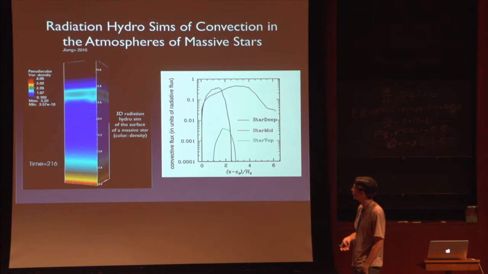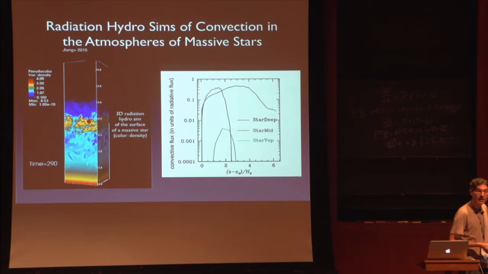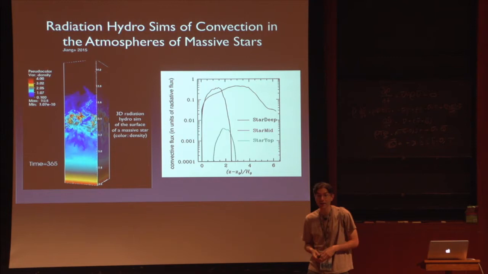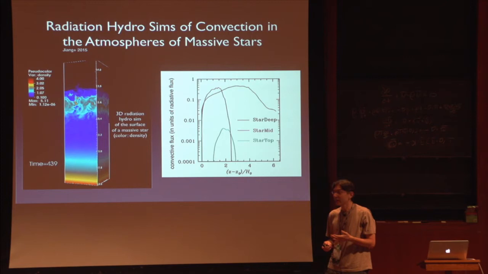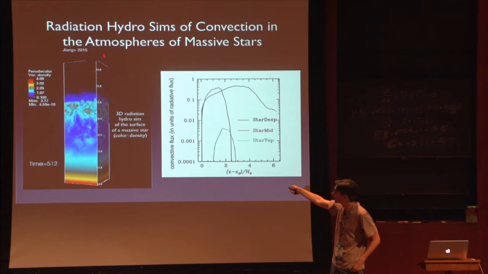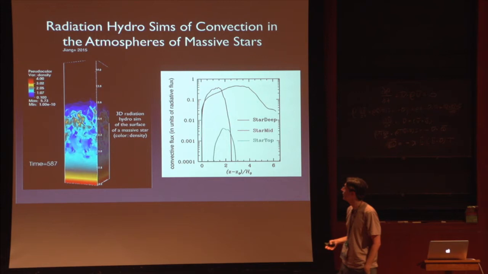Likewise, a former student of Jim Stone's, Yanfei Zhang, has been studying convection in the surface layers of massive stars and trying to understand the dynamic properties of the photospheres of massive stars, with an eye towards understanding how this changes stellar winds and things like that. This is a simulation using the radiation hydrodynamic techniques that Jim will talk about next week.